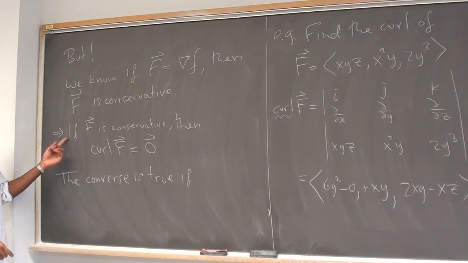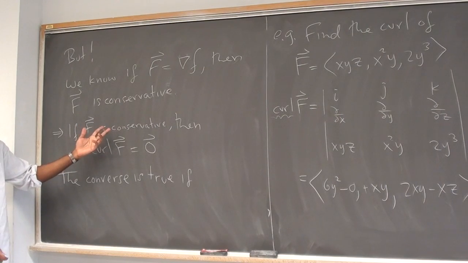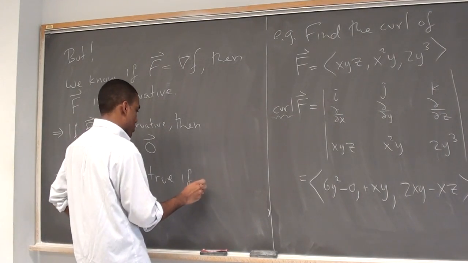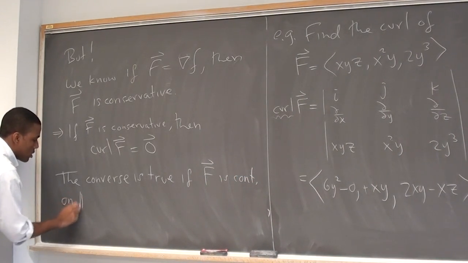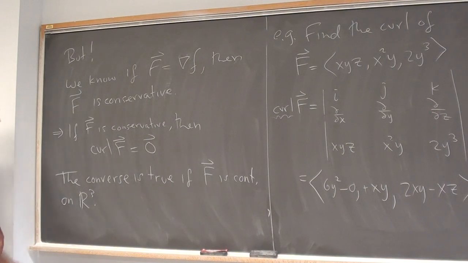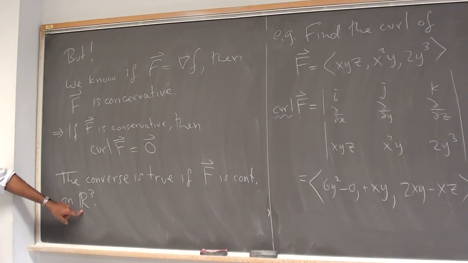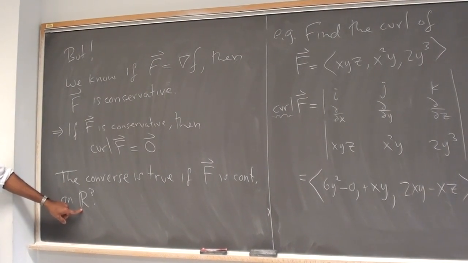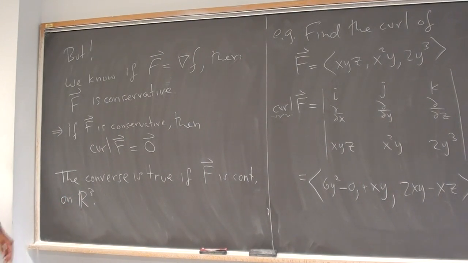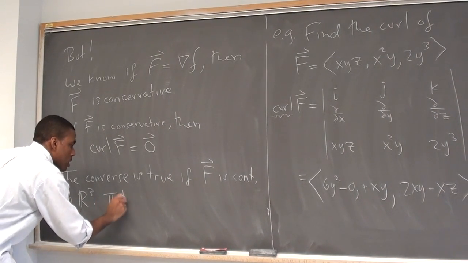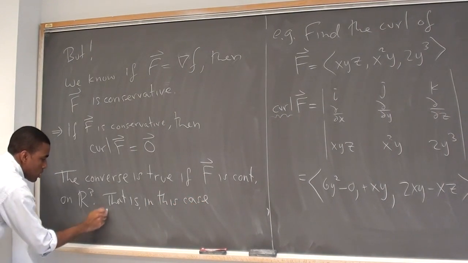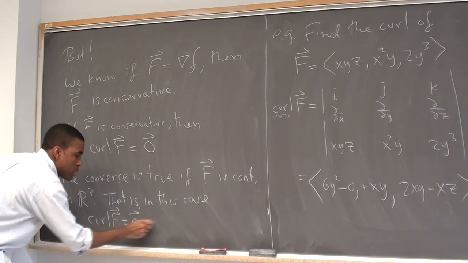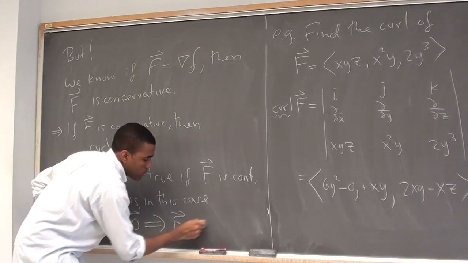From this statement, you can't make that conclusion, but the converse, which is the statement you want to make, is true if f is continuous on R3. Technically you only need an open simply connected set and then it's conservative on that set, but we're going to give you stuff that's continuous everywhere. So in this case, curl f equals 0 implies that f is conservative.